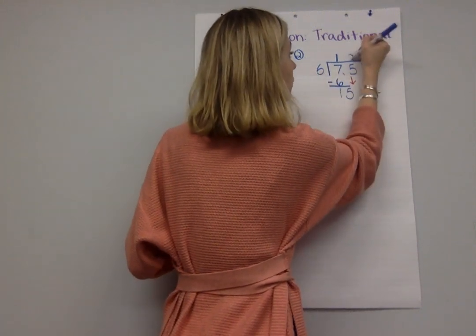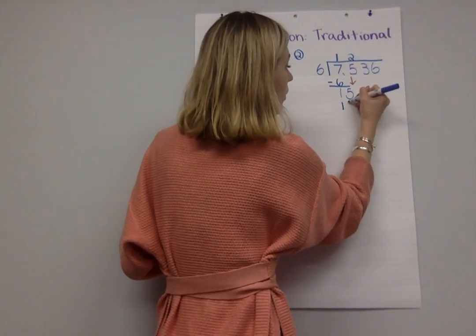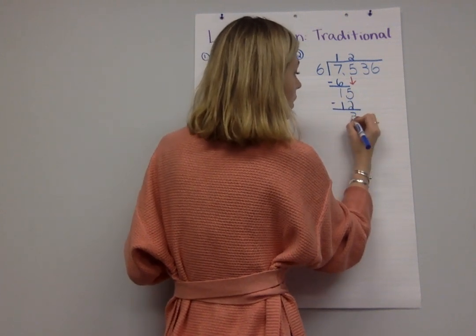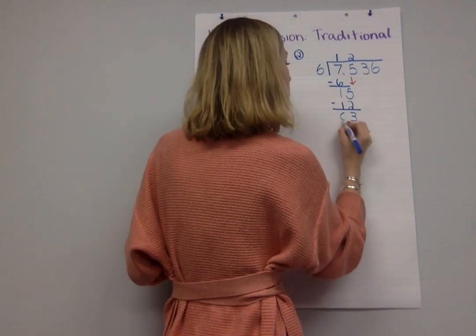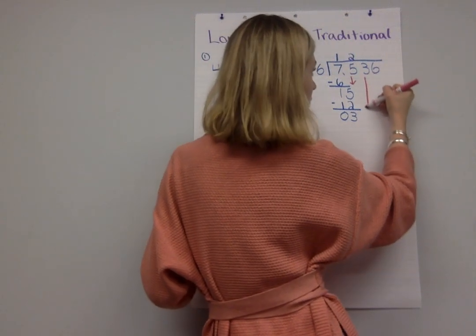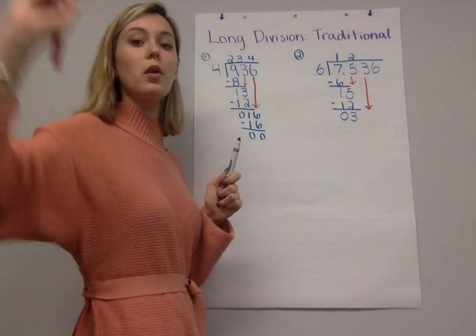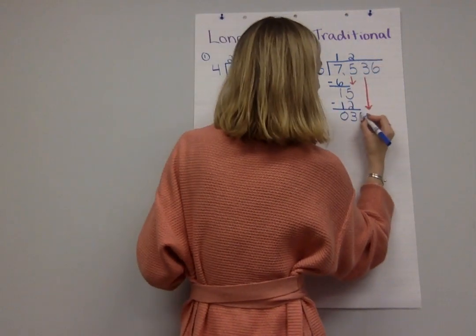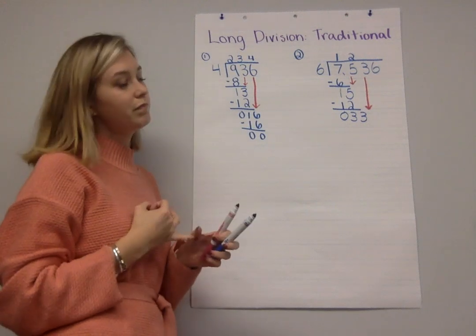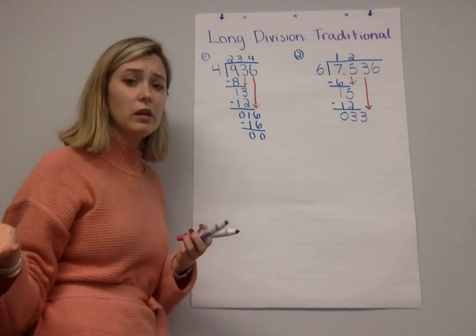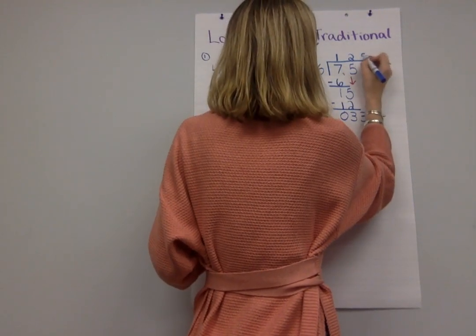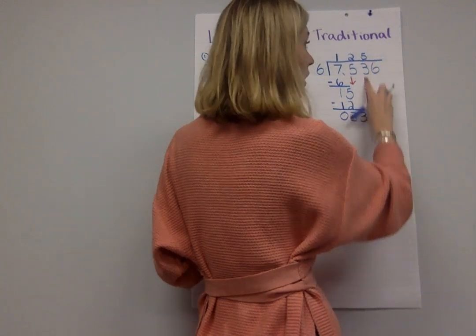6 times 2 is 12. 5 minus 2, 3. 1 minus 1, 0. And now, you guessed it, bring down my next place value. It's like a little check mark to show that I'm going the right way. Bring down my 3. How many times does 6 go into 33? Well, I know that 6 times 5 is 30, so maybe we should try that.